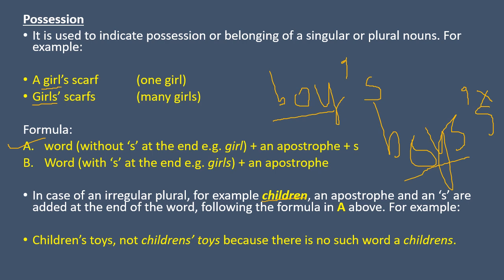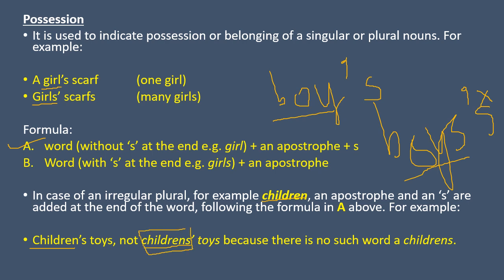For example, look at this one, children's toys, not childrens' toys. So we have to write the actual word first, then we have to write the apostrophe, then we have to write an s at the end. Okay, so we don't have an s, so that's why we are treating children as a singular word, but it is a plural. Because there is no such word as childrens. Now if you write childrens', that means that the actual word is childrens, which is wrong.